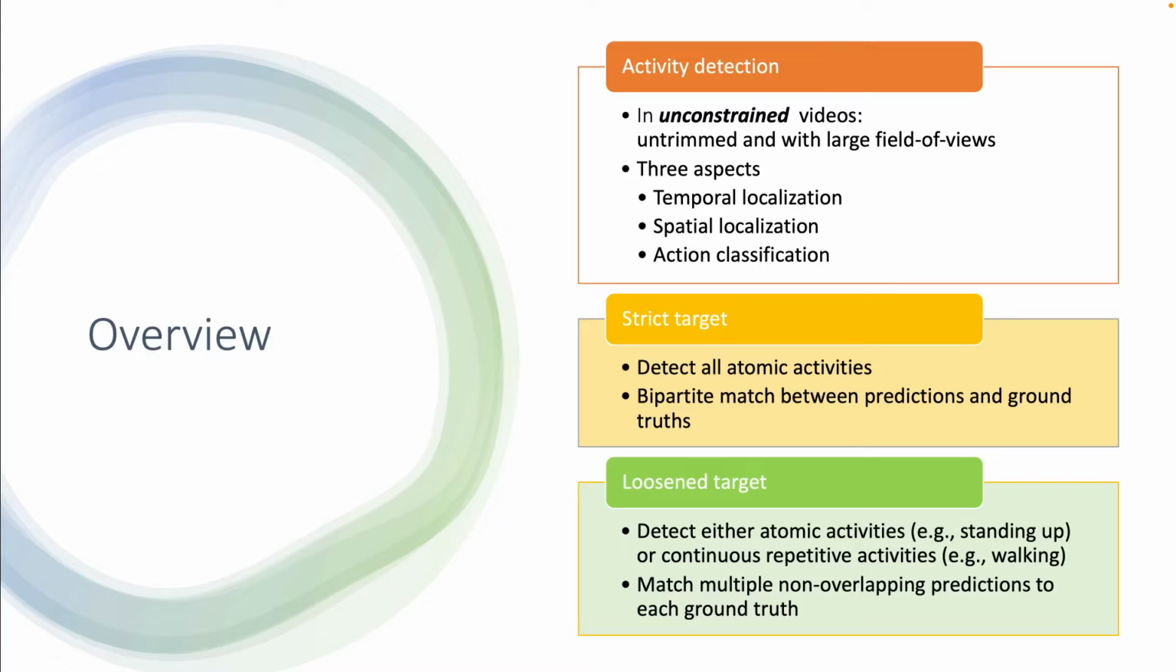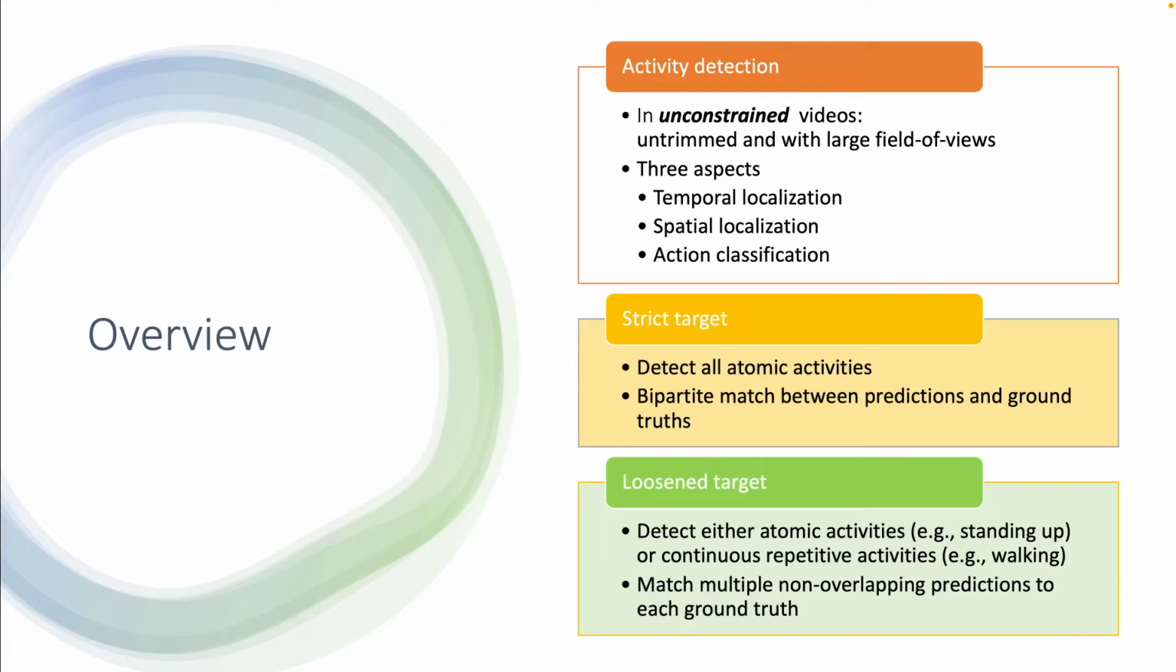So in this paper, we are dealing with the activity detection task, particularly in unconstrained videos, where it is untrimmed and with large fields of view. There are three aspects in this task: temporal localization, spatial localization, and action classification, where each of them poses unique challenges, and the combination is strictly difficult. So here there is a strict target where we want to detect all atomic activities and perform bipartite matching between the predictions and the ground truths with a strict metric.